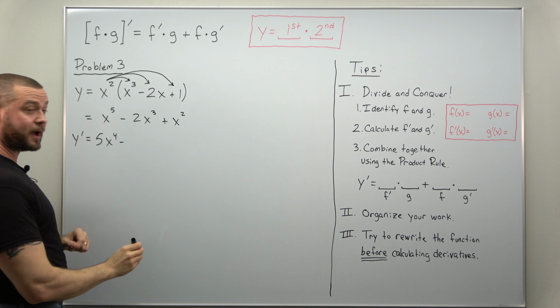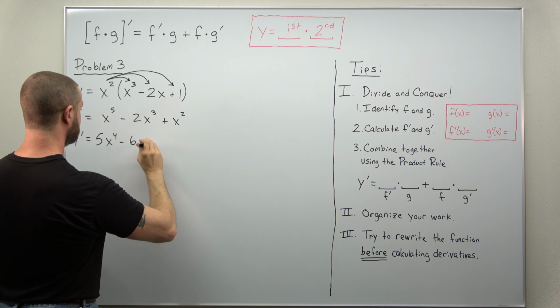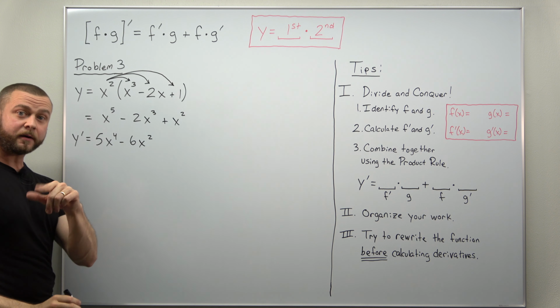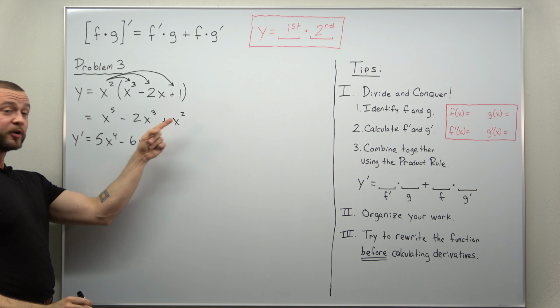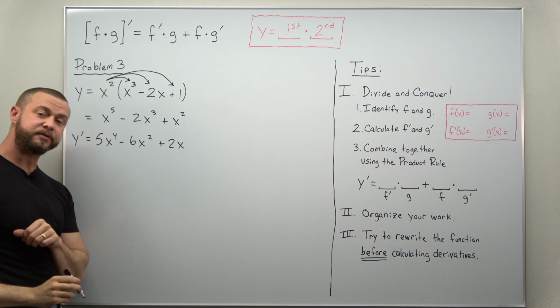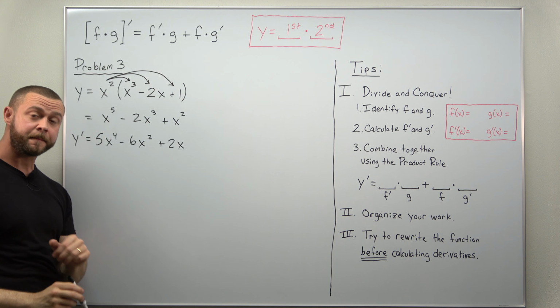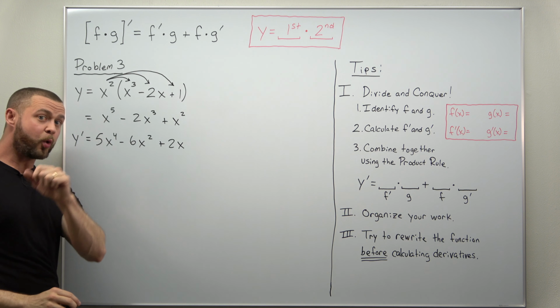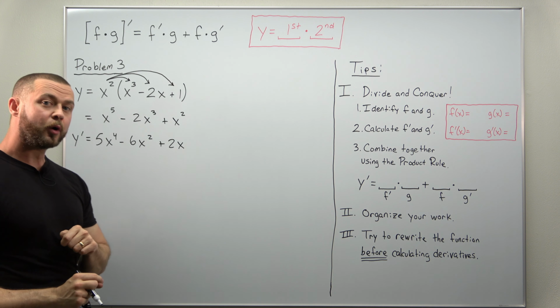Bring your power 3 down to get minus 6x squared. And again, apply the power rule. Bring the 2 down to get as your derivative 2x. And that's it. No product rule required here. Just make sure you're aware of that.